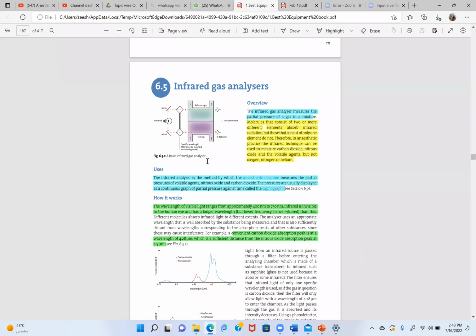Infrared gas analyzer for all. What is the working principle of end-tidal CO2? This is also an infrared gas analyzer. It is the method by which the anesthetic machine measures the partial pressure of volatile agents, nitrous oxide, and carbon dioxide. Molecules that consist of two or more different elements absorb infrared radiation, but those that consist of only one element do not. Therefore, in anesthesia practice, the infrared technique can be used to measure CO2, nitrous oxide, and volatile agents, but not oxygen, nitrogen, or helium. You understand this concept? So if an MCQ comes like that, you can answer it.